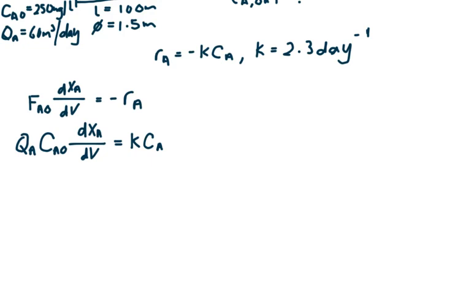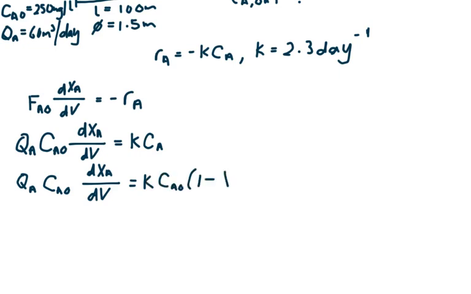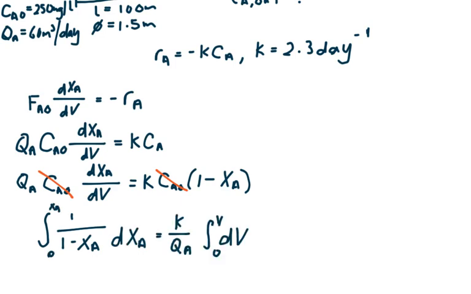With that, try to convert the CA to become CA naught so that it's easier to manipulate the equation, since the equation works in conversion. So similarly, your CA here will become CA naught (1 minus XA). Now note that the CA naught on both sides of the equation can cancel out each other. With that, you just have to rearrange the equation so that it's easier for you to do your integration. So this will be the final equation after you manipulate it.